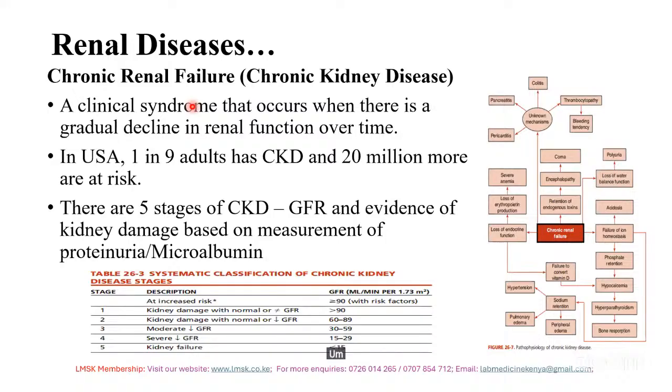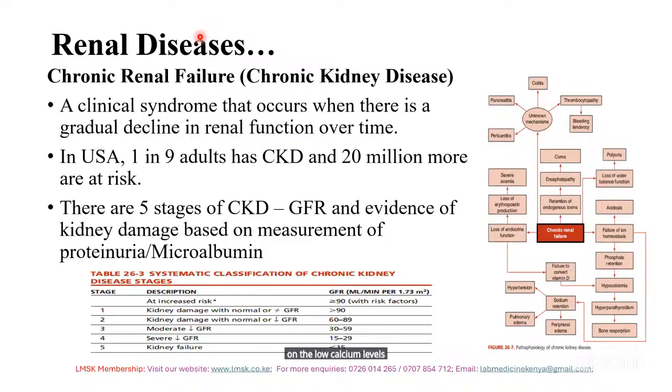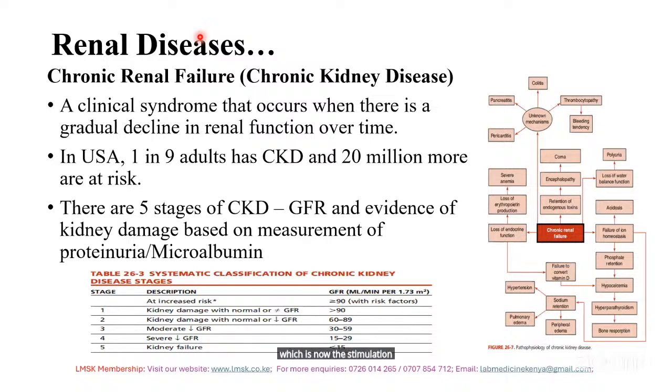which is going to affect the bone resorption to release calcium to try to compensate for the low calcium levels in the system. So PTH is related to those particular ions in that particular axis or feedback mechanism, depending on the level of calcium, which is now the stimulus for the different PTH values. Thank you so much.